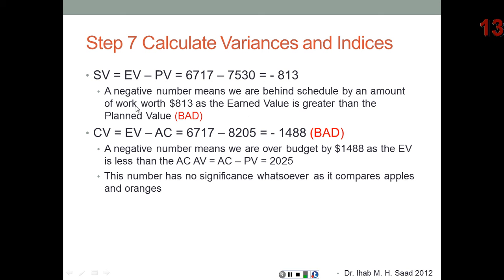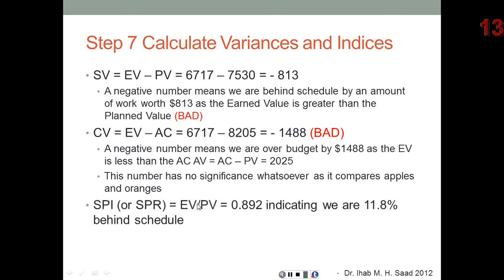Now notice that we have a typo here. This should be less than, not greater than. So this number, that's the cost variance. The accounting variance is equal to actual cost minus planned value, and again this number does not have any significance whatsoever, as it compares apples and oranges.